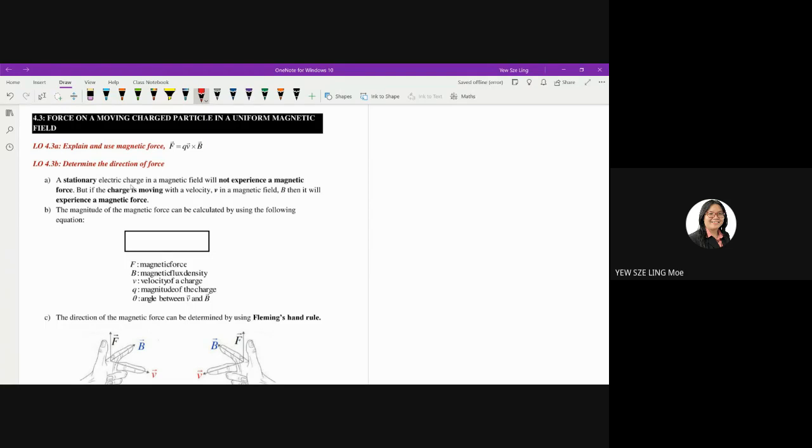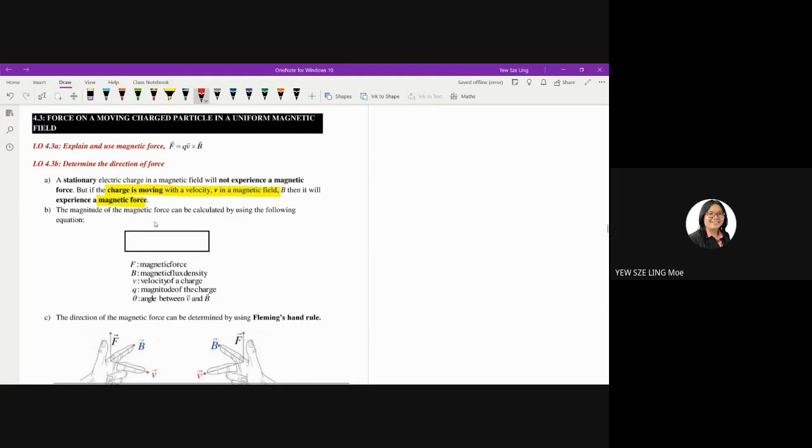So first, a stationary electric charge in a magnetic field would not experience a magnetic force. But if the charge is moving with velocity in a magnetic field, that is what I told you just now: a stationary charge comes with just an electric field. A moving charge comes with both electric field and magnetic field. But now, if this charge is moving in another magnetic field, then it has magnetic force. So the magnitude of the magnetic force can be calculated.